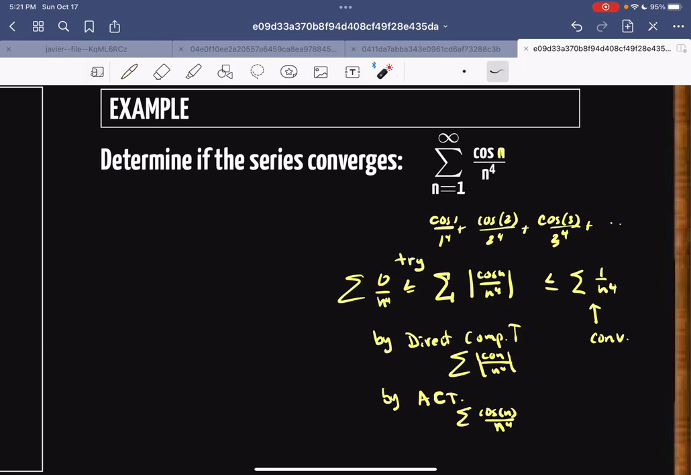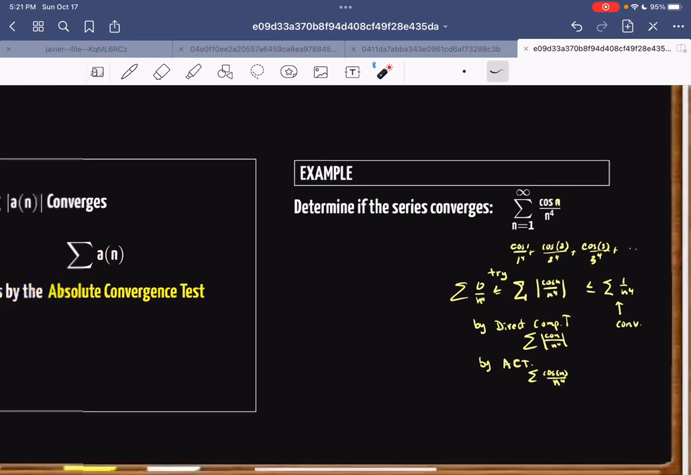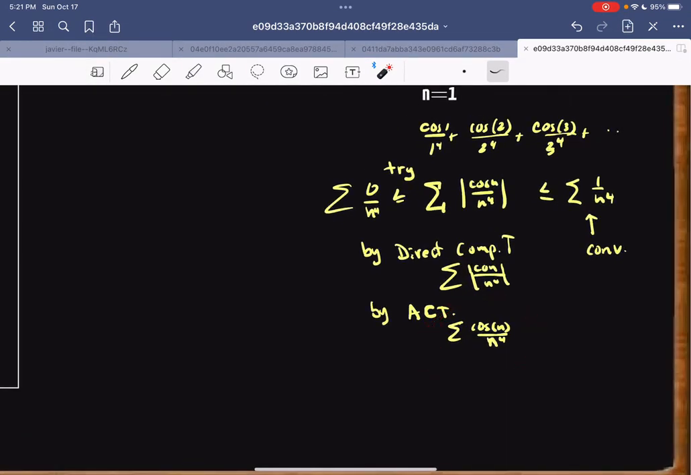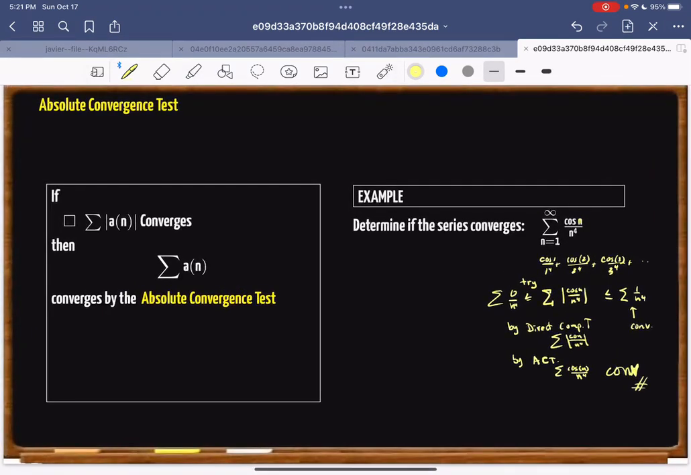Using the absolute convergence test, we'd consider the absolute value. Then using direct comparison, we said it's smaller than that, and of course positive. Then using the integral test, we know this one converges. This one is smaller and positive. That forces this one to converge using direct comparison. And then by the absolute convergence test, that forces the original one to converge. So this one converges. And then we're done. Beautiful. Okay.